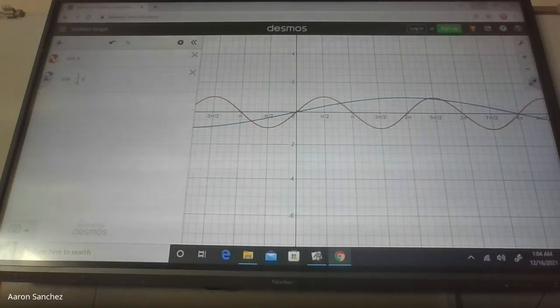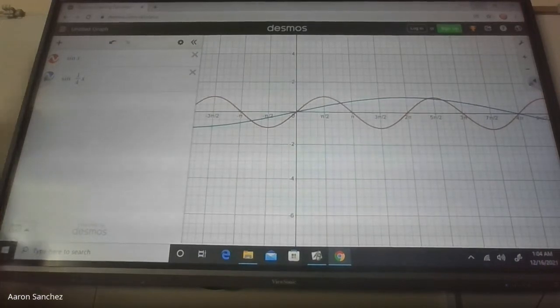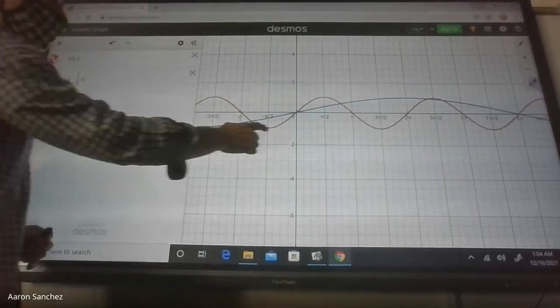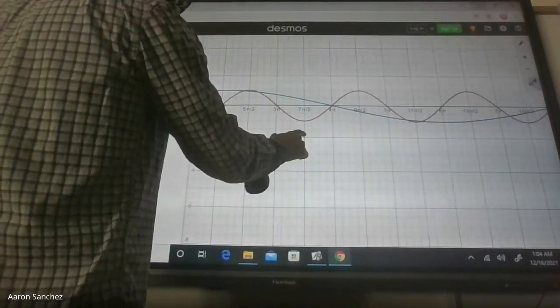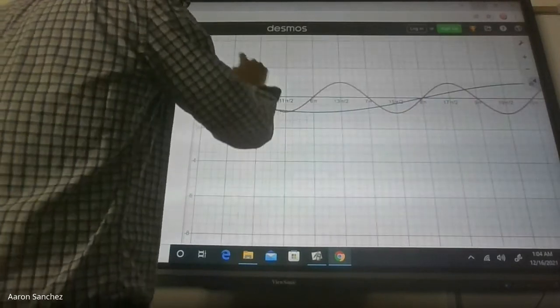Is it 8 pi? It's 2 pi divided by 1/4. Remember, you multiply by the reciprocal. 2 pi divided by 1/4 is the same as 2 pi what? Times 4/1, or 8 pi. So when is it finishing the cycle? 8 pi. So you go all the way over here, and then finally, where's 8 pi? It finishes up at 8 pi.